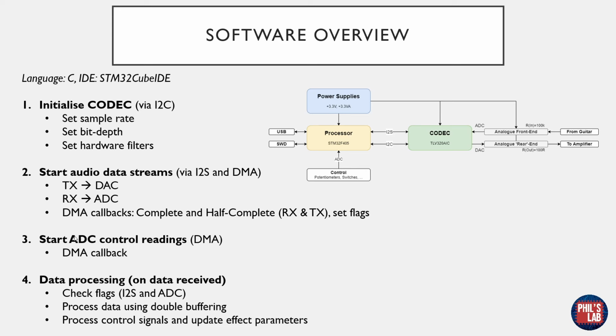Now, these control signals we will use to, for example, change volumes. We can change filter parameters on the fly, for example, changing the cutoff frequency, changing a Q factor, changing the reverb, delay times, and so on.